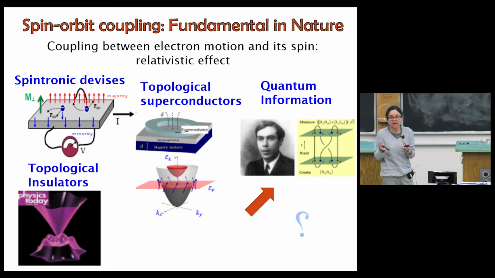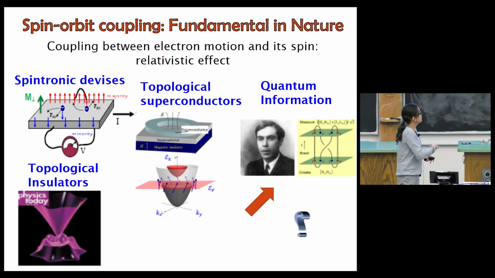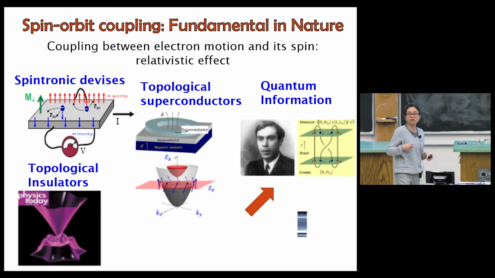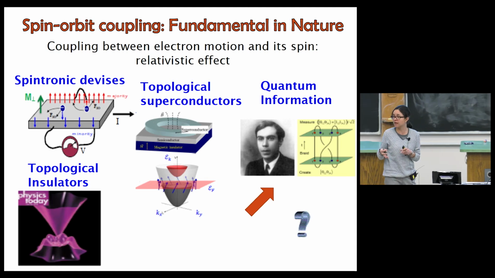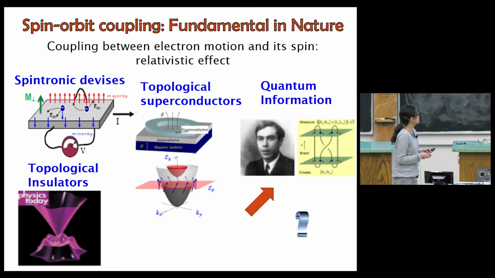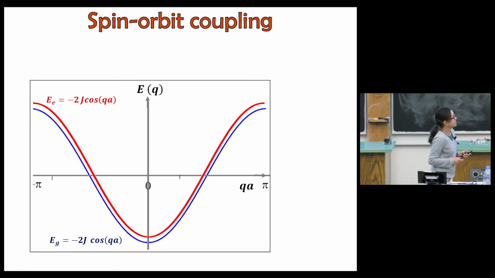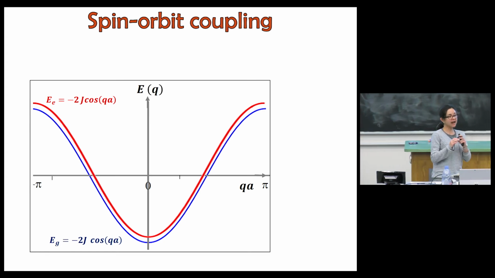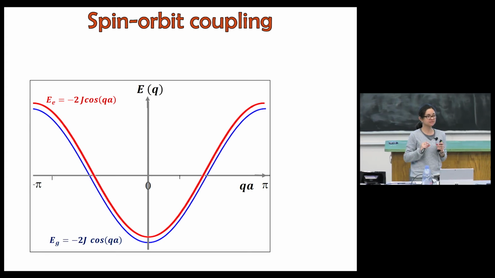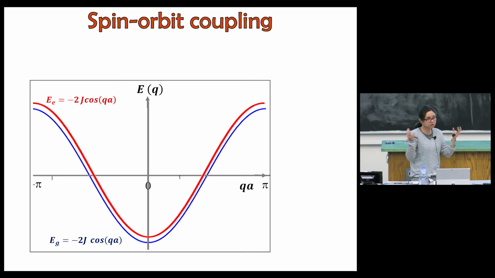So what I'm going to tell you a little bit is that, in principle, we can engineer this type of physics in a fully controllable way in our ultra-cold atom systems. If I have an atom in an optical lattice, it's going to have a dispersion relation.